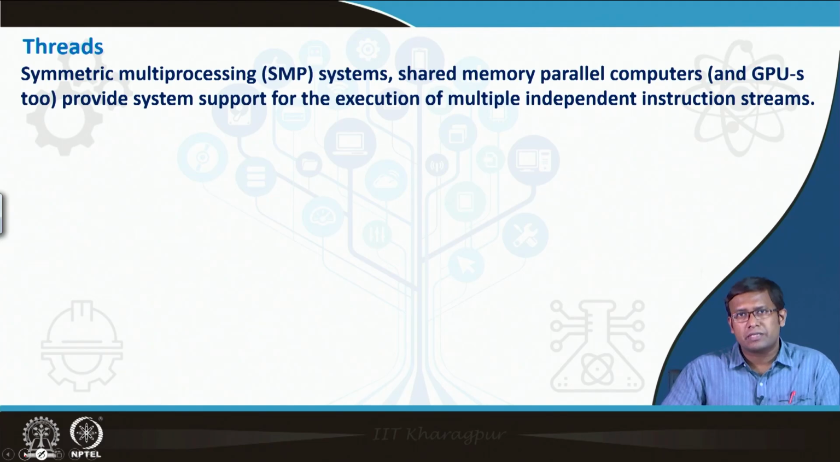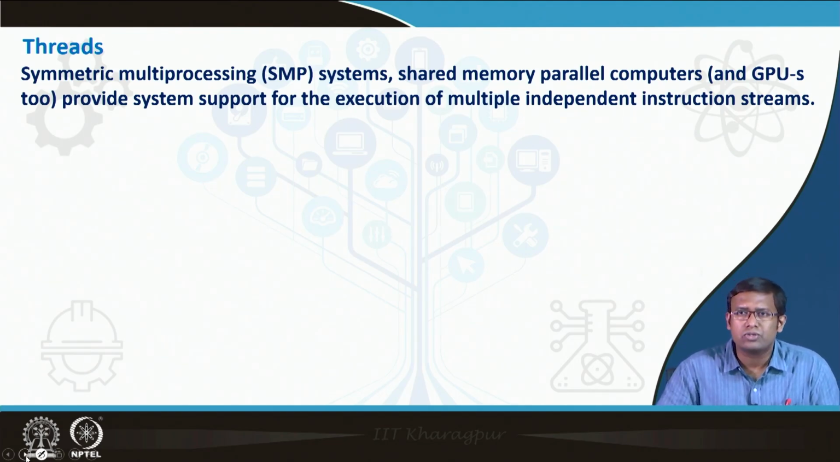Symmetric multiprocessing systems are uniform memory access, UMA, and shared memory parallel computers can be non-uniform memory access, or NUMA, systems, and GPUs also provide system support for execution of multiple independent instruction streams. So they are connected to the same memory space, either physically or virtually. The memories are mapped to a common address space.